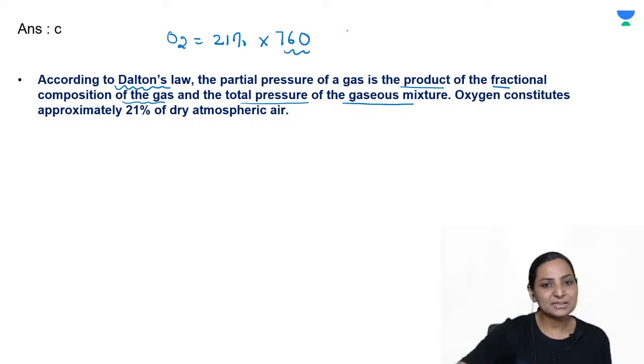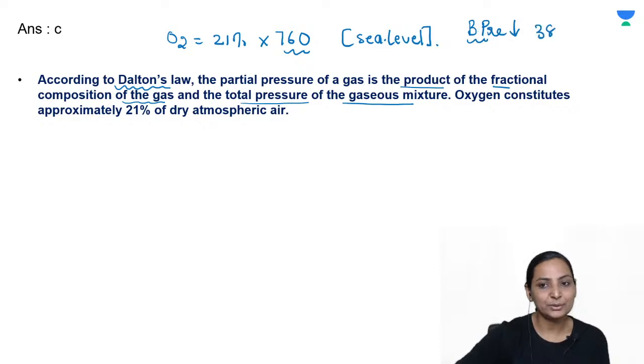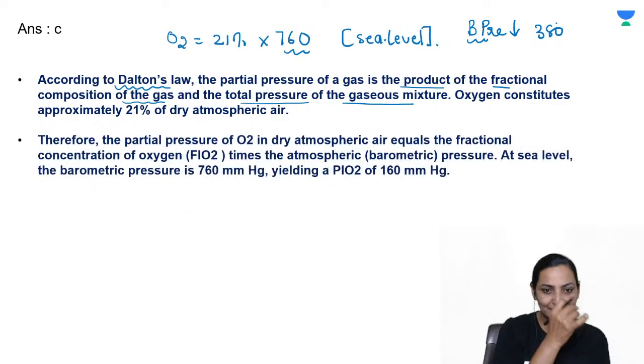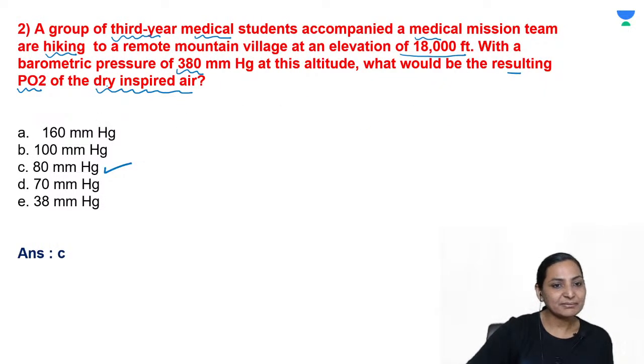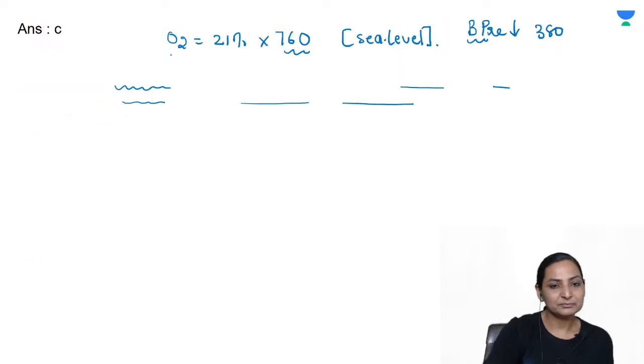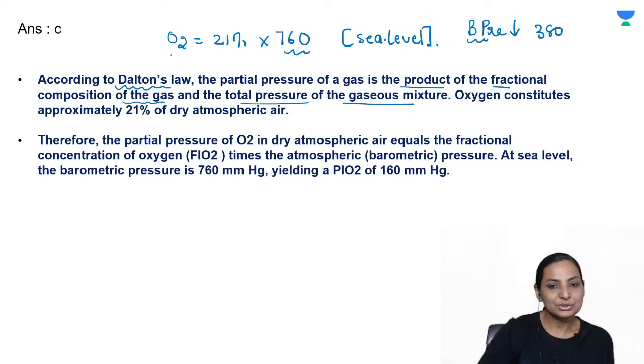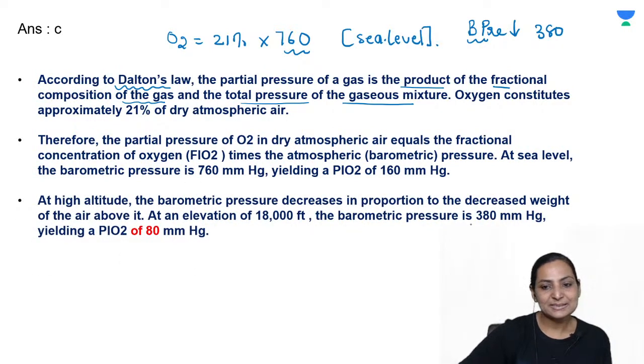But 760 will be the multiplication factor only if we are considering sea level. Here you are given that it is a hiking. So when there is hiking, that means a high altitude, which means the barometric pressure is going to decrease, which was given to us as 380. Right? So therefore, we are going to multiply by this 380 instead of 760.